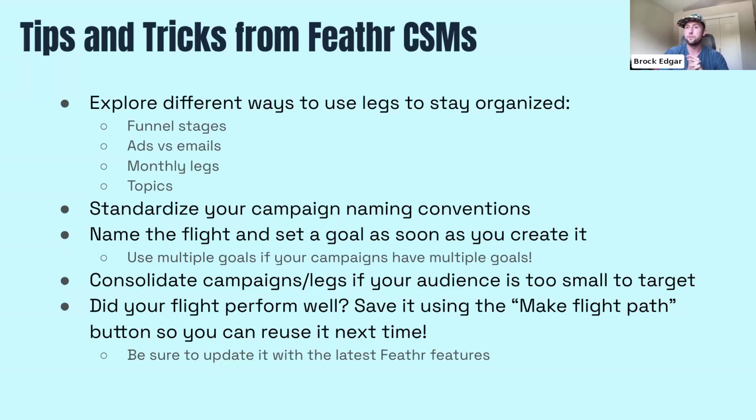You can also have topical flight legs. If you're doing some advocacy for your association and you have a couple different things that you want to call out, you can have advocacy topic A or B within the same flight, just with different legs. Next tip, standardize your naming conventions. This ties back to organization, but the more specific you can make your naming conventions, the easier it will be when you're looking at your flight report to understand what each of these campaigns is and how they interact with each other. When you create the flight, you are going to want to name it and set a goal rather than just let the flight exist while the campaigns are running. I'm going to show you how to do that.